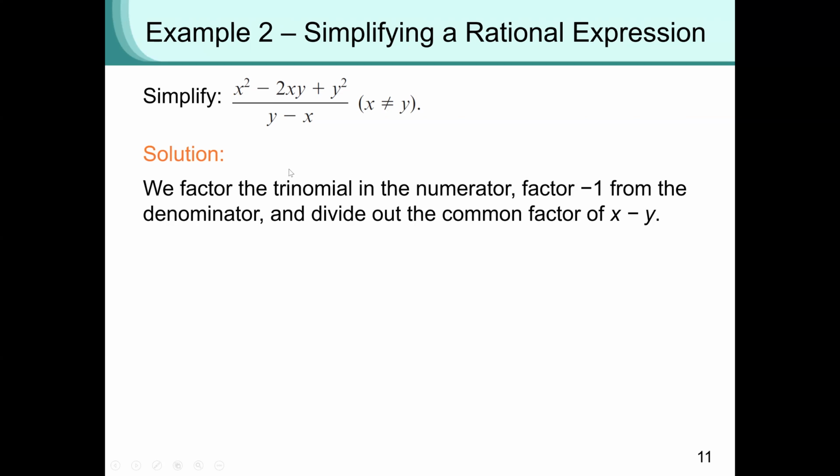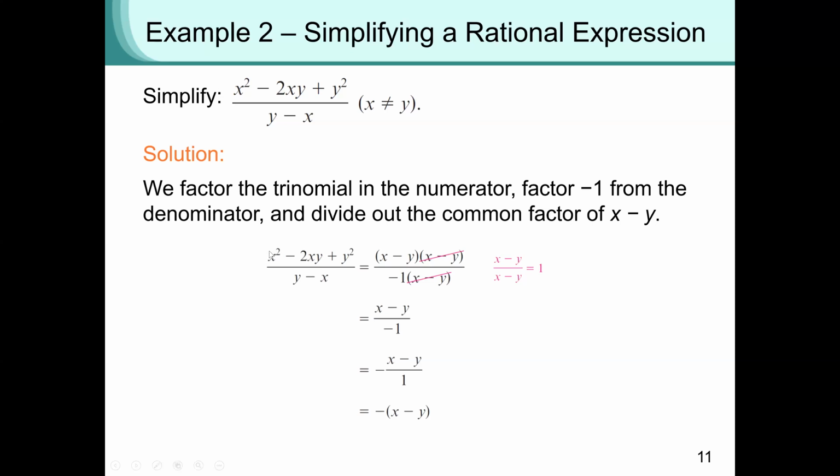So the solution is, first we can see here we have a trinomial. So first we see if we are able to factorize. Now if we have minus and plus between terms, we cannot cancel. So for example, I cannot cancel y by 2xy because it has minus. But if it's multiplication on both sides, then we can cancel. So that's why we want to factorize, if possible, this trinomial. So we factor the trinomial in the numerator. First, we factor -1 from the denominator and divide the common factors of x and y.